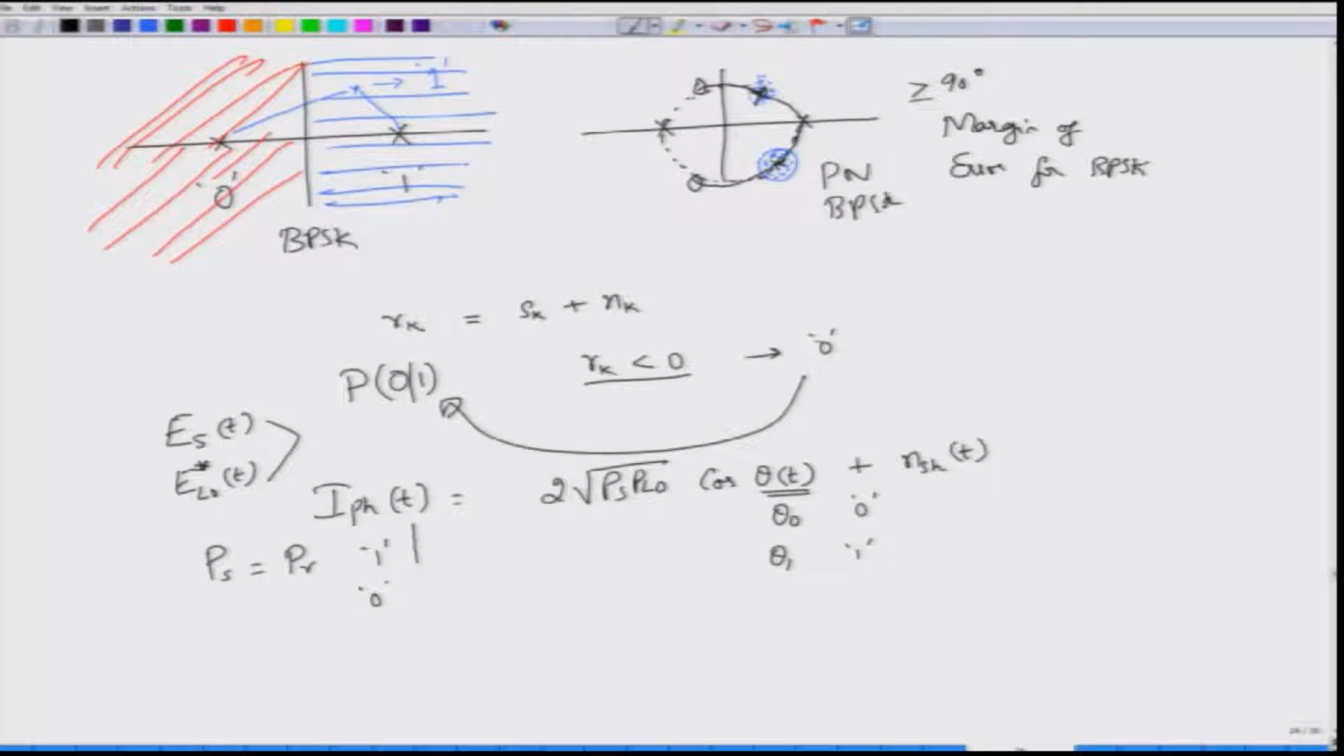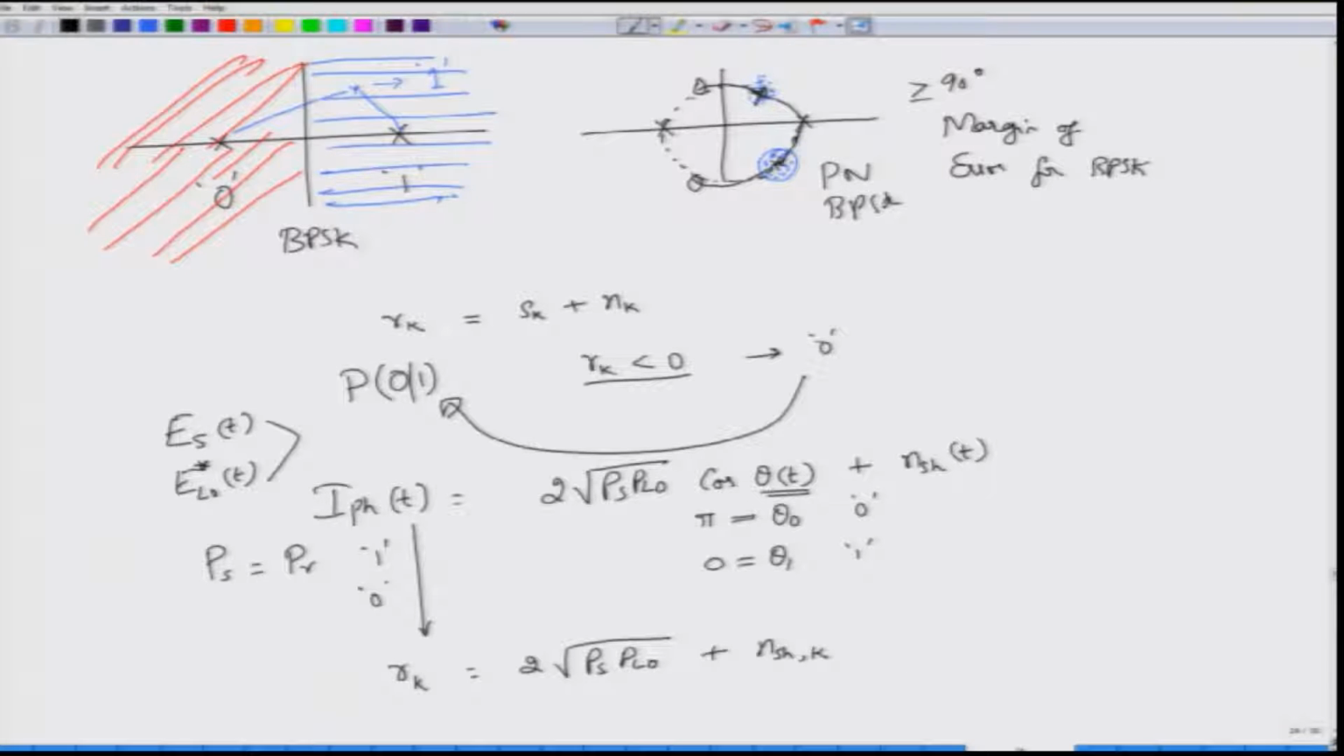If you were to sample this signal to generate your RK, you see that this would be square root of 2 PS PLO, and assume now that you have transmitted a bit 1. So, when you have transmitted bit 1, theta 1 must be equal to 0, theta 0 of course is equal to pi when you are transmitting bit 0. So, this would be 2 square root PS PLO, cos of 0 will be 1, plus whatever the shot noise sample that you are going to get.